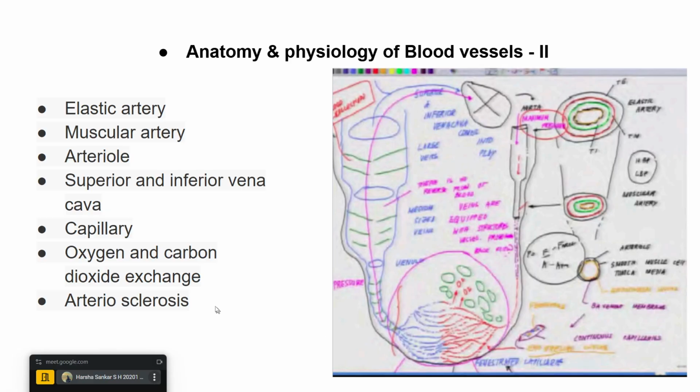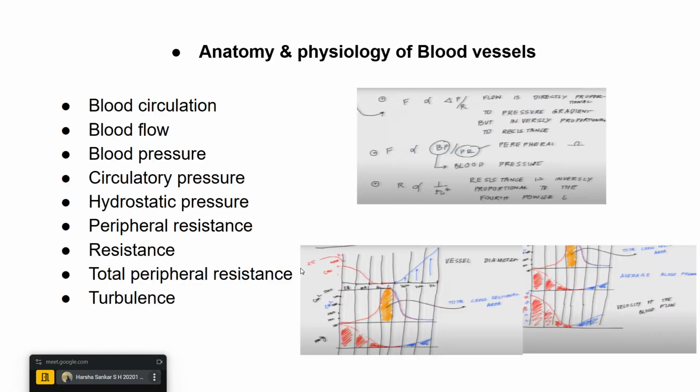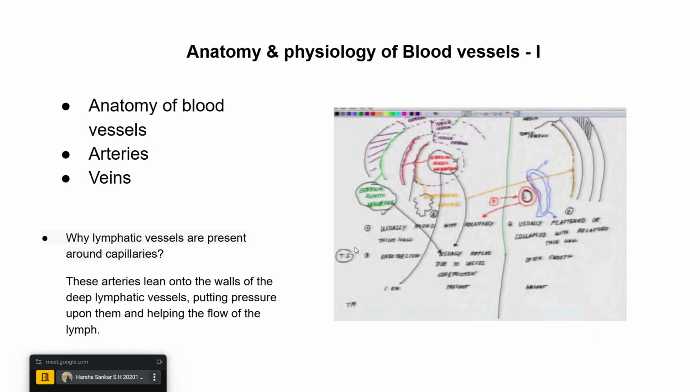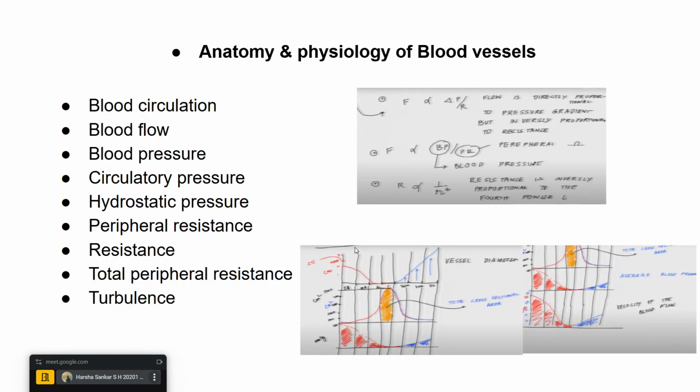Then we also discussed arteriosclerosis, where due to some deposition around the arteries, the walls get thickened and the elastic nature is affected. That condition is called arteriosclerosis. Now, in the fourth week, we looked at definite specific terms.